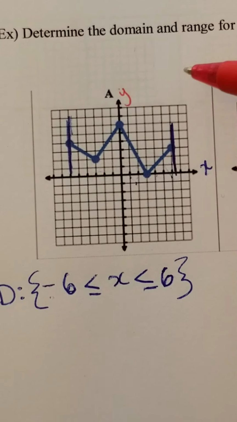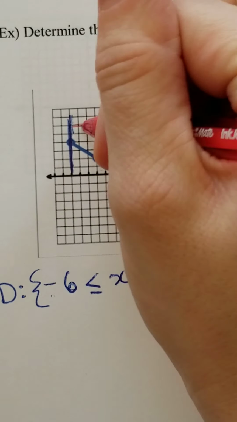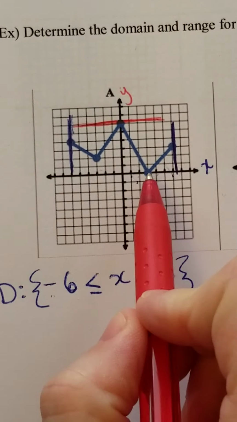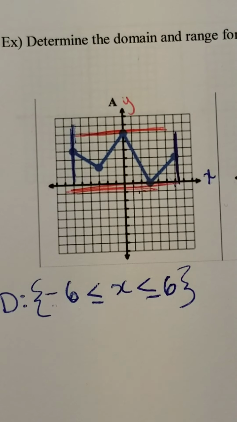What's the highest point and the lowest point? So the highest point of my graph is right there. That's as high as my graph goes. And the lowest point of my graph is this one. So that's as low as my graph goes.